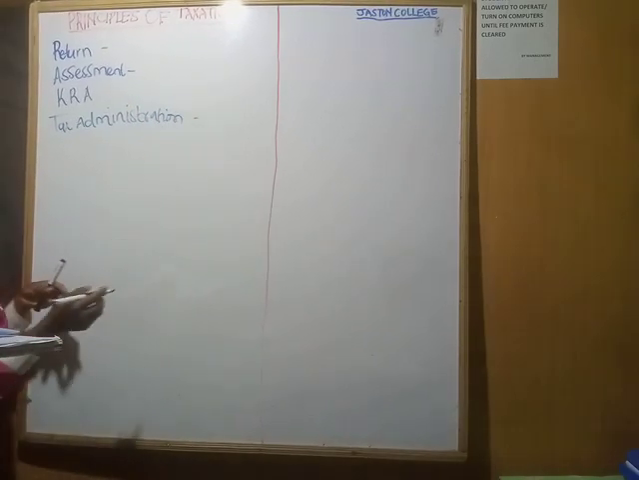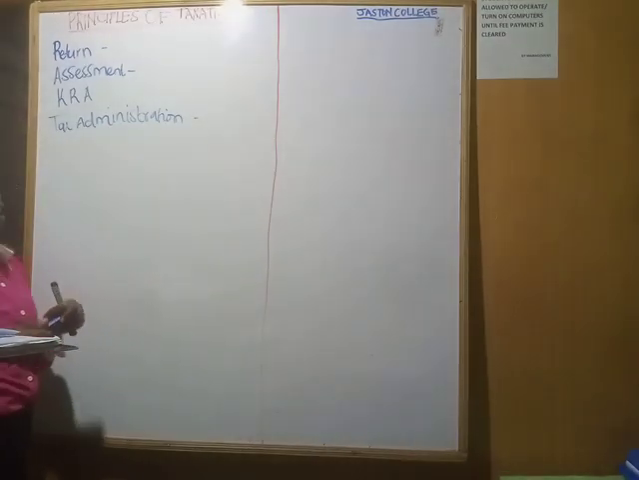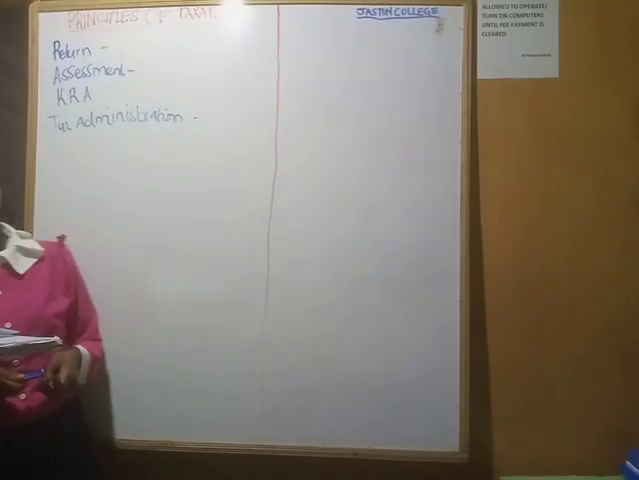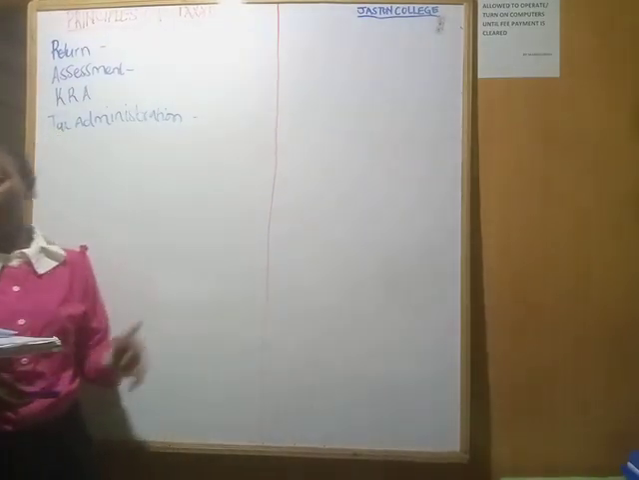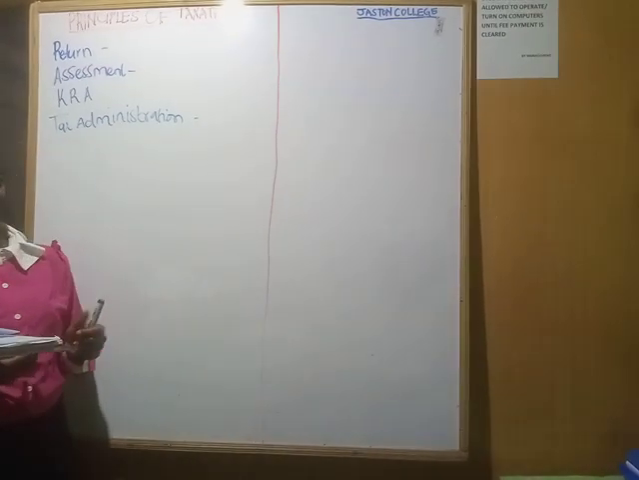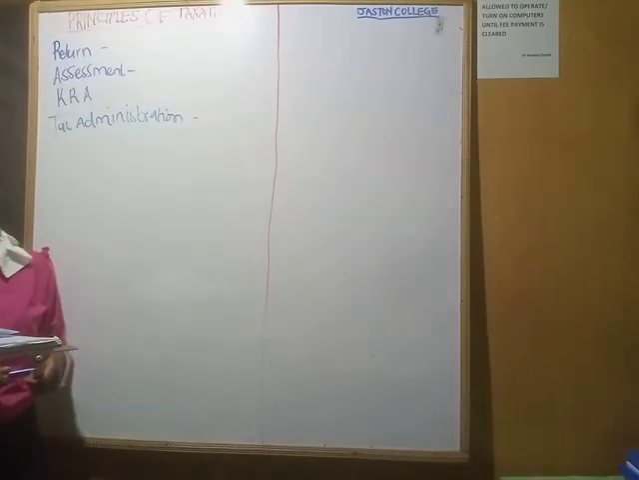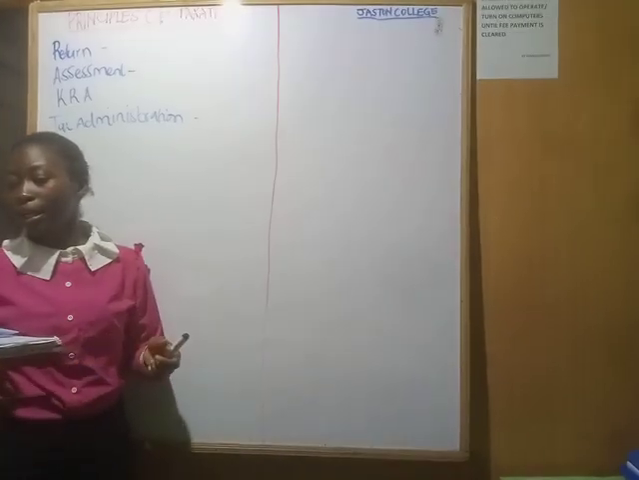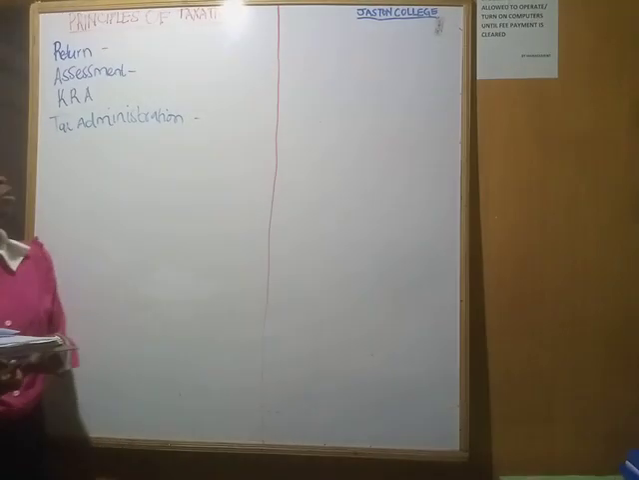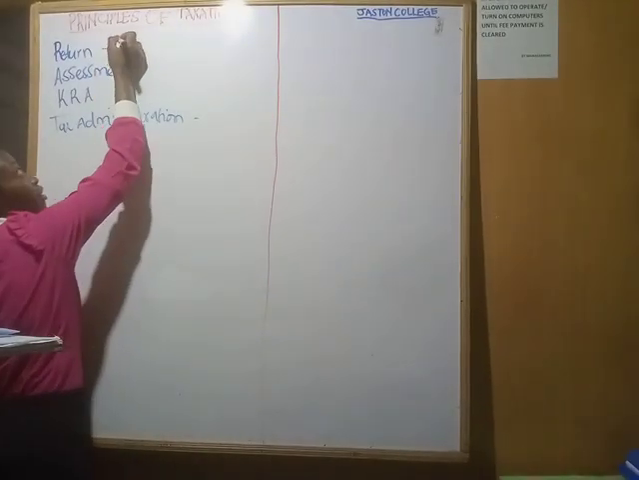Now we are going to look at each and every term here for us to know what we are dealing with in the income tax, the administration of the income tax. So we have the return, and a return is issued by the domestic taxes department for completing annual details of an income.